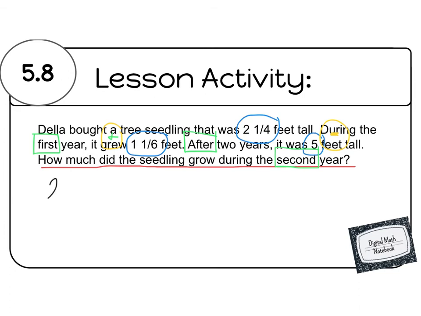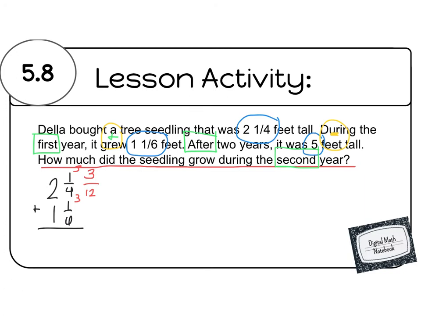We have 2 1/4 plus 1 1/6. Well, we do not have common denominators. So the first thing that we need to do is find a common denominator. 4 and 6 both go into the number 12. So in order to change a 4 into a 12, we multiply by 3. And if we multiply by 3 on the bottom, we have to multiply by 3 on the top. So 1 times 3 is 3.